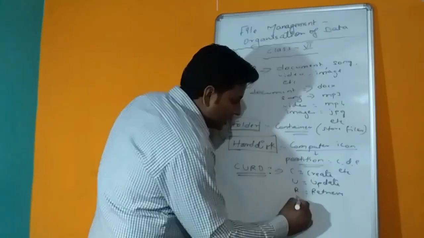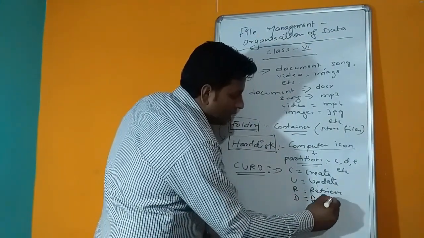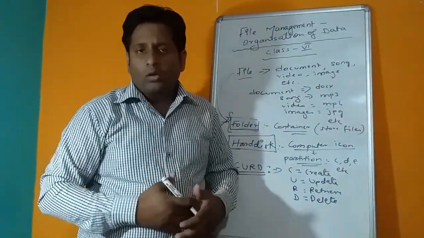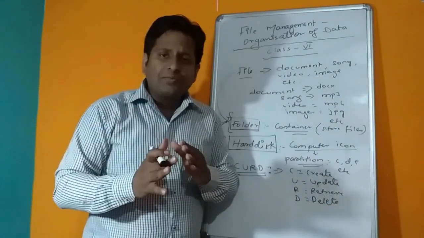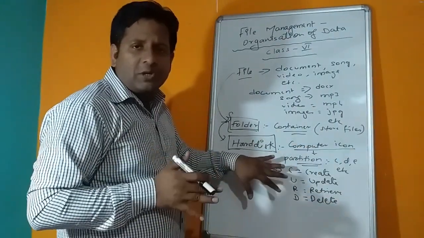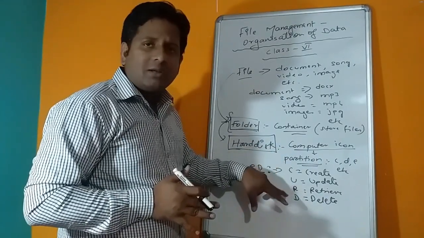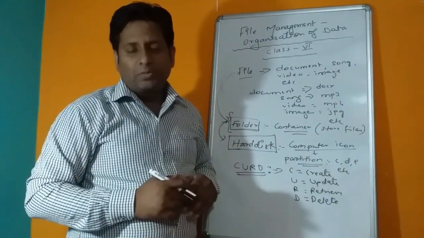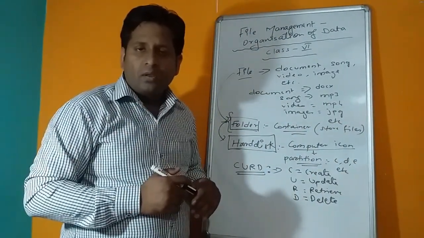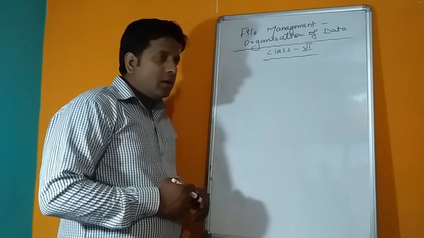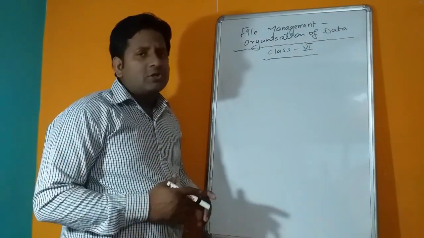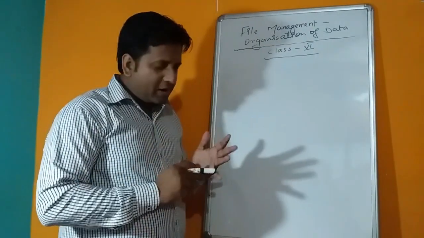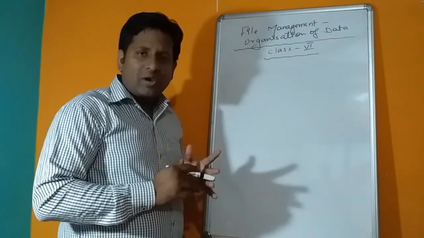And the fourth one is delete. Sometimes there may be no requirement for a file which you have stored, so you can delete it. So file management means doing these four different operations: create, update, retrieve, and delete. In short, the CURD operations are done in file management. Is this clear, students? Now you have understood the operations we can do on files. That is CURD: create, update, retrieve, delete.